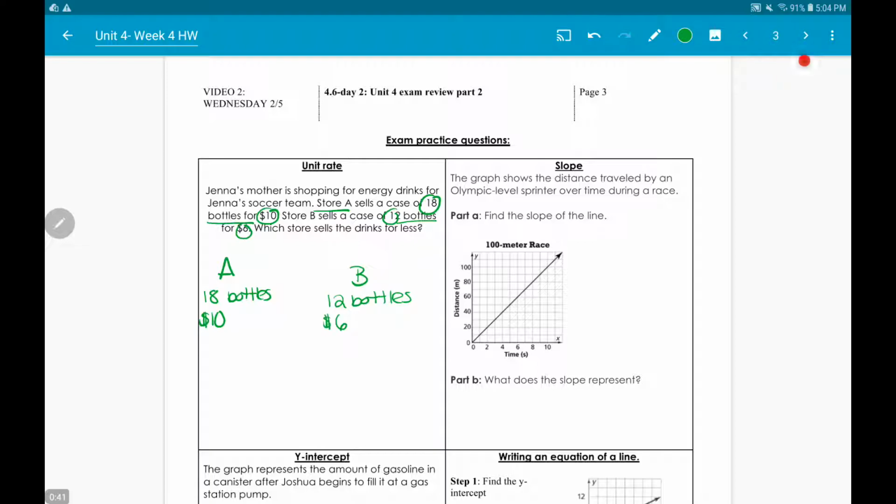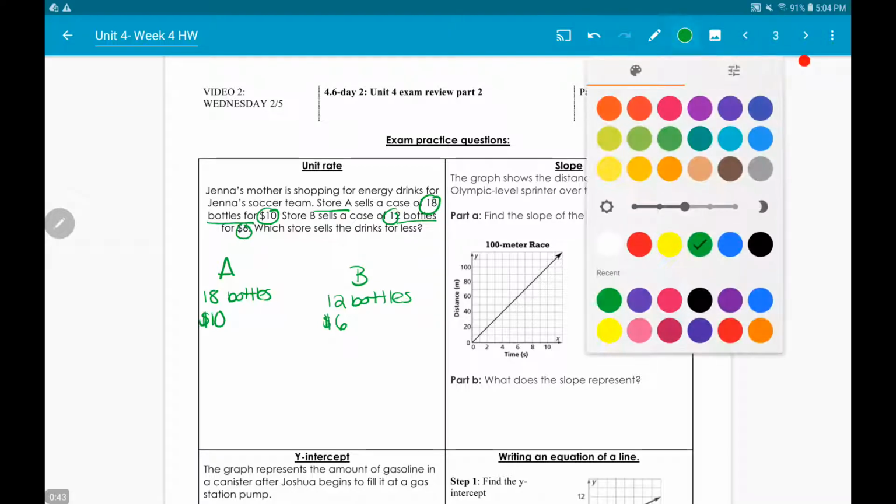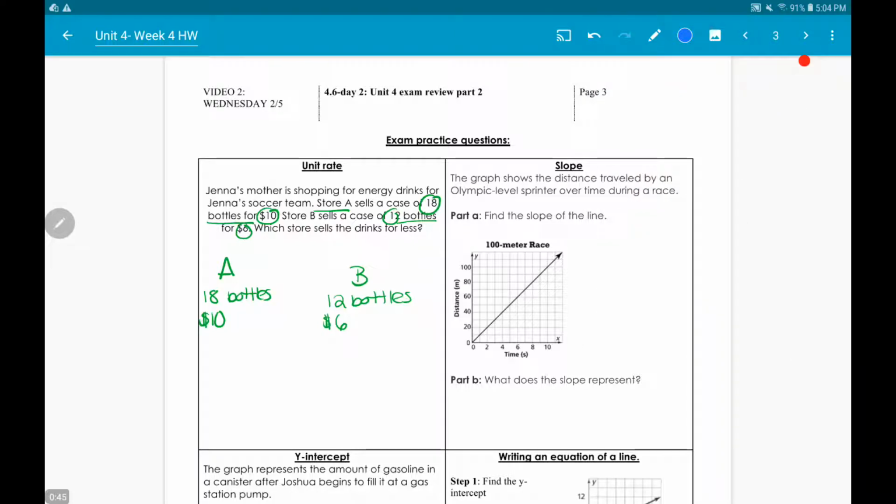Right, and we want to figure out which one sells them less. So we want to find their unit rates. Now remember, we're trying to figure out the cost for one bottle. So usually when we're doing unit rate, cost is going to go on the top and our item is going to go on the bottom. All right, so here we have for A, we have $10 for 18 bottles. And when I divide that, I'm going to get 0.18.